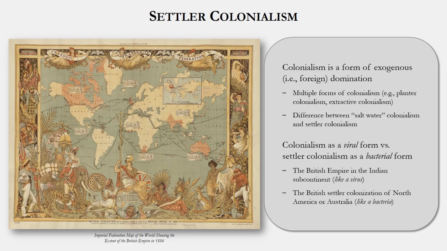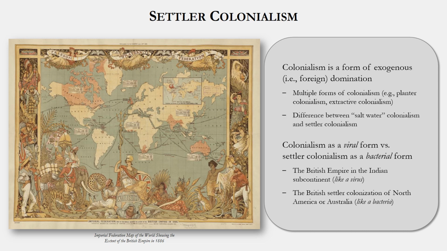The inherently eliminatory logic of settler colonialism distinguishes it from other types of colonial rule. All forms of colonialism involve foreign domination. That's what defines colonialism in a generic sense. And as a generic concept, there are different types or varieties of colonialism, such as planter colonialism, which involves the use of slaves and indentured servants to produce staple crops, or extractive colonialism, which involves the industrial or semi-industrial exploitation of raw materials from colonial peripheries.